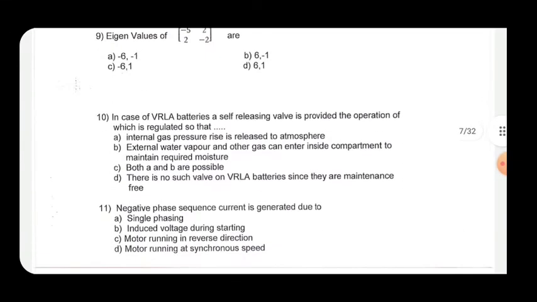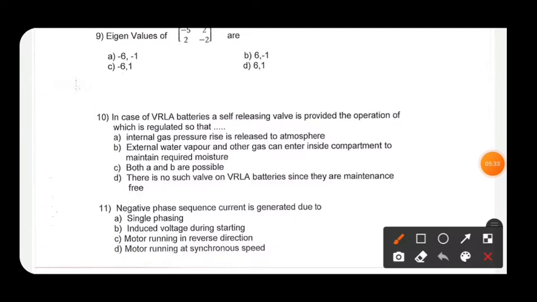So next is, in case of VRLA batteries, a self-releasing valve is provided. All of you know that VRLA is nothing but valve regulated lead acid batteries, mostly used in railway locomotives. So the main function of the valve is that when the internal gas pressure rises, it is released to the atmosphere. This is the correct answer.